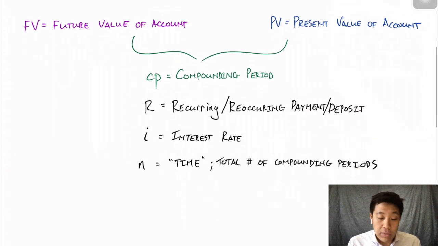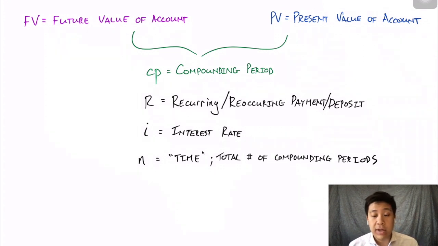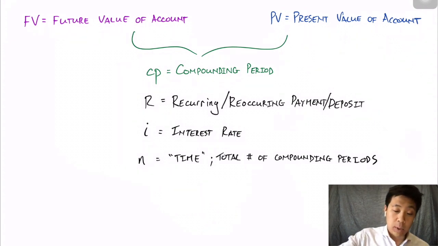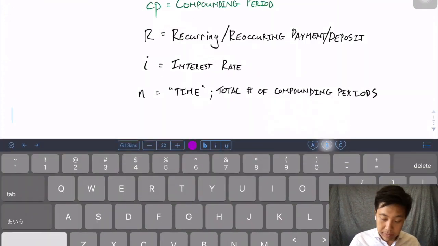Things that I will note though is that even though there are, depending on the way you're looking at the formula, if you're looking at the future value, there's 1, 2, 3, 4, 5 variables. If you're looking at the present value, there's also 5 variables. The good news is that I'll note right now the only variables you can solve for are the future value, the present value, and the recurring payment. In fact, I'll note that right here and I'll type it.